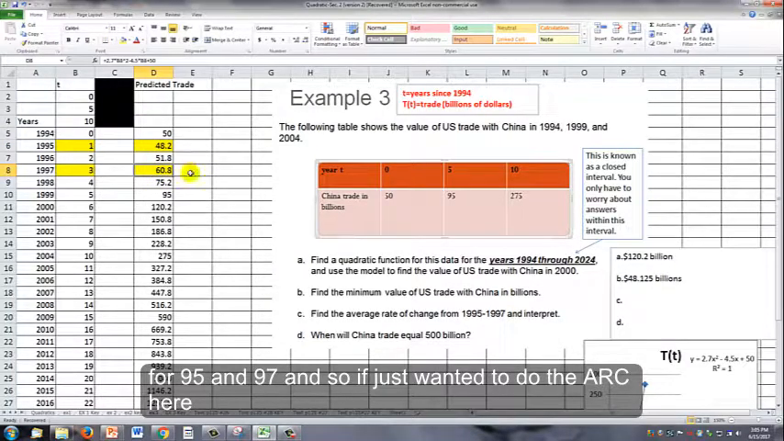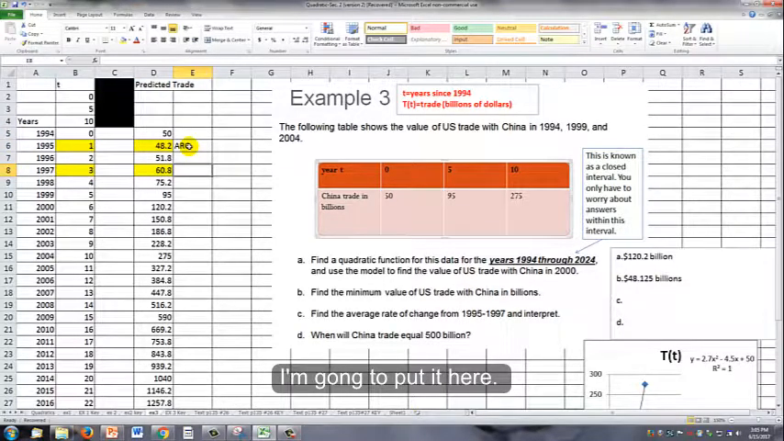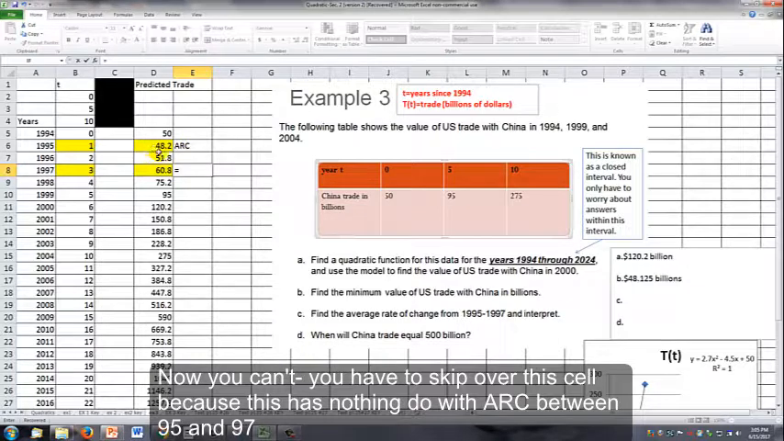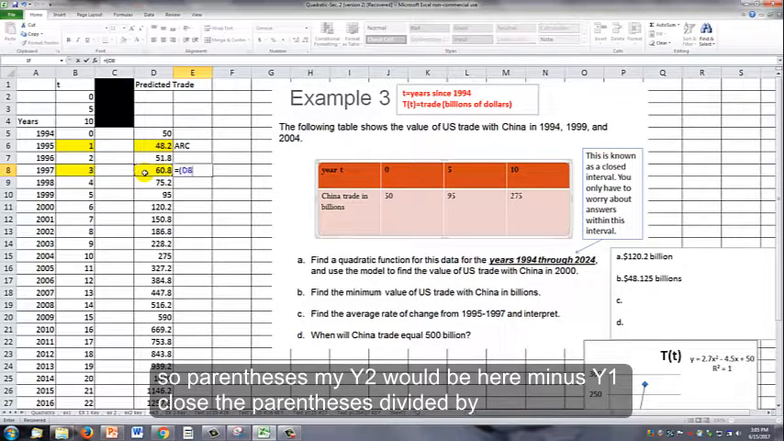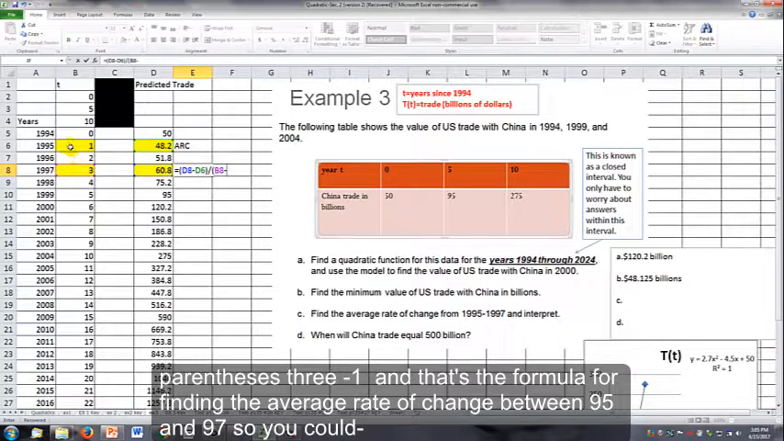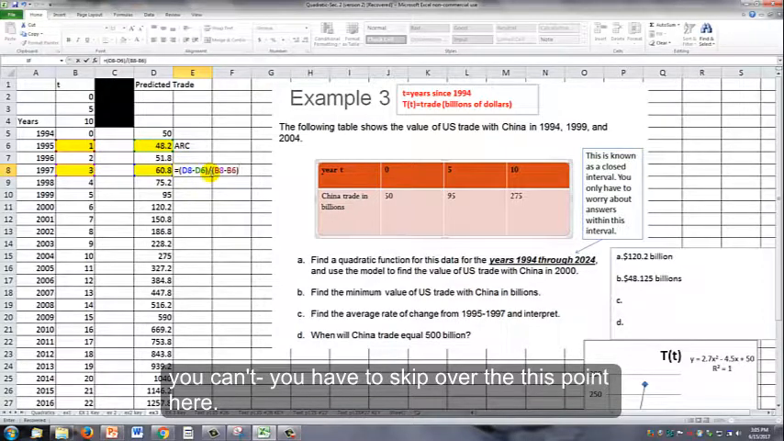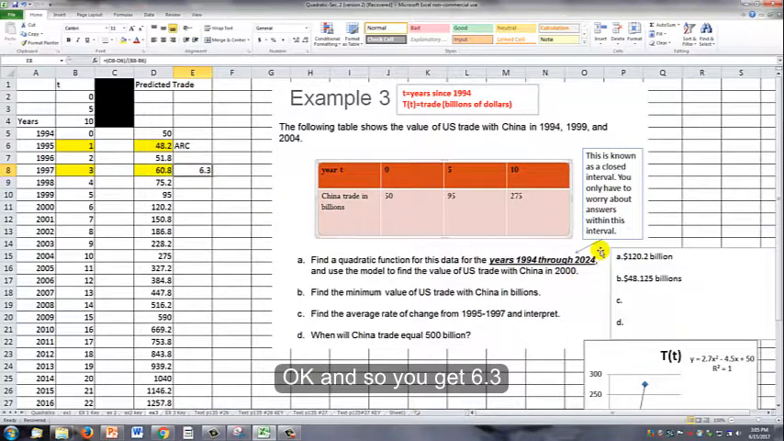And so if I just wanted to do the arc here, I'm going to put it here. Now you have to skip over this cell because this has nothing to do with the arc between 95 and 97. So parentheses, my y2 would be here, minus y1, close the parentheses, divided by parentheses 3 minus 1. And that's the formula for finding the average rate of change between 95 and 97. So you have to skip over this point here. Okay, and so you get 6.3.